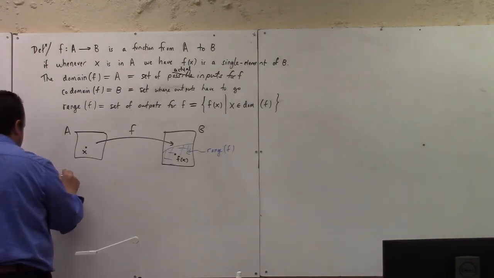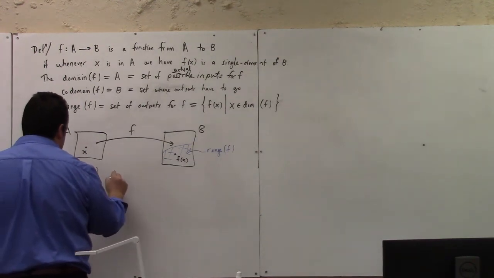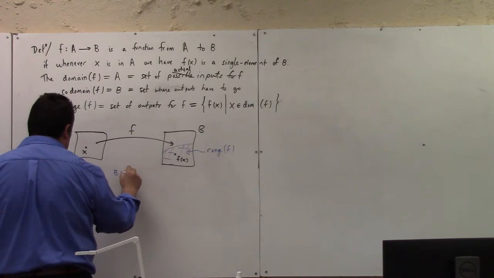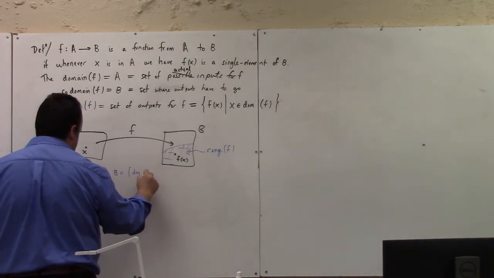We could have A equal to the set containing 1, 2, and 3. And we could have B be the set containing dog, cat, and Naruto.